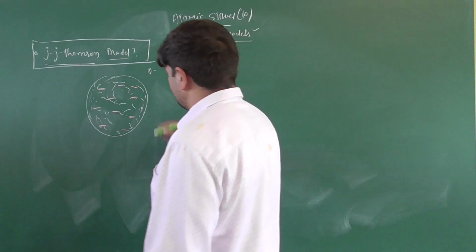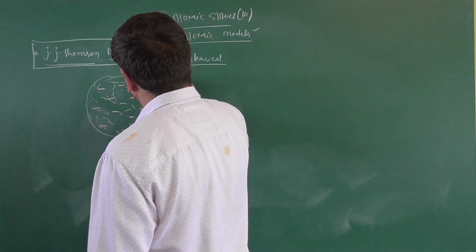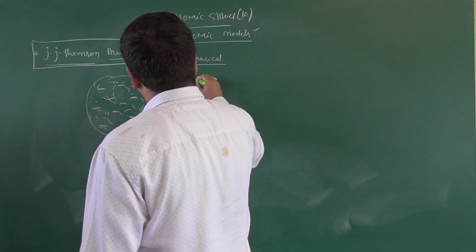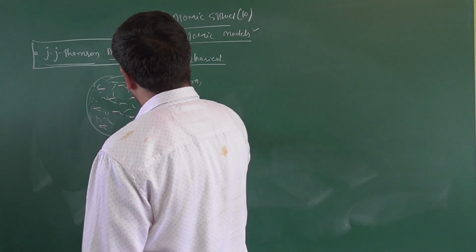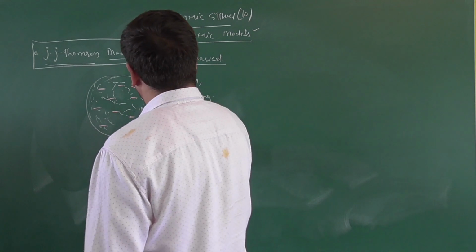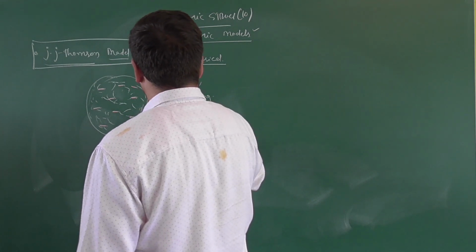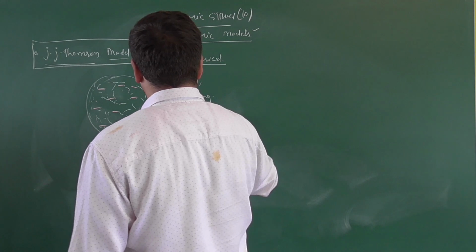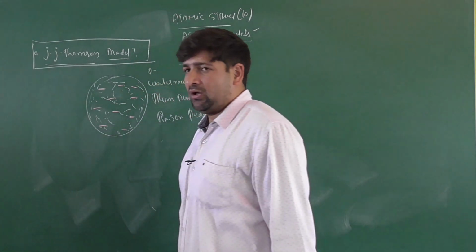This model was also called as watermelon model or plum pudding model or raisin pudding model. These are simple things, as general names these are.